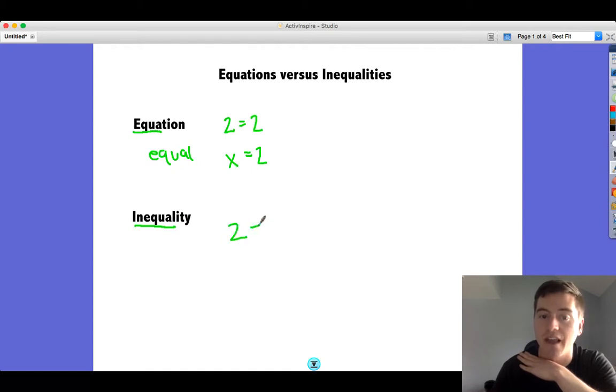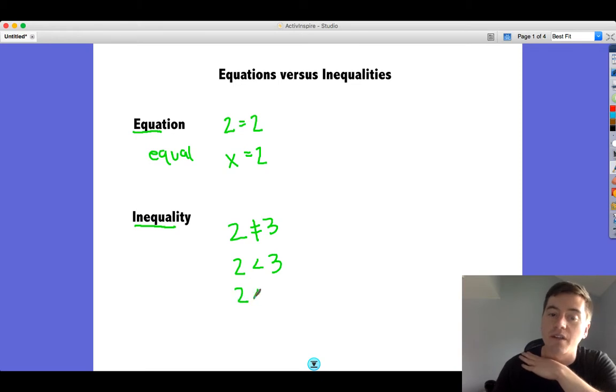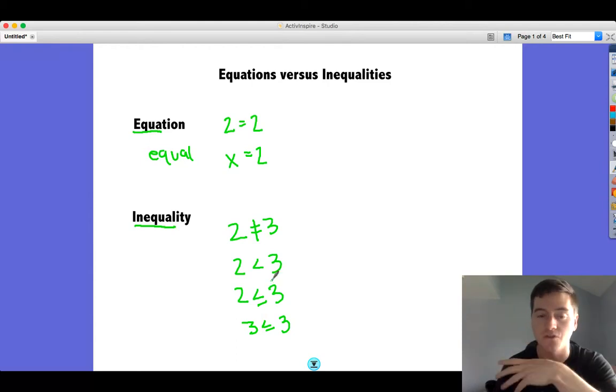So you could say that 2 is not equal to 3, or you could say that 2 is less than 3, or you could say that 2 is less than or equal to 3, because it is less than. You could say that 3 is less than or equal to 3, because it is equal to. So an inequality is just comparing those two things, rather than an equation saying these two things are the same. This is comparing them, saying like one is less than or one is greater than, or it's just straight up not equal.